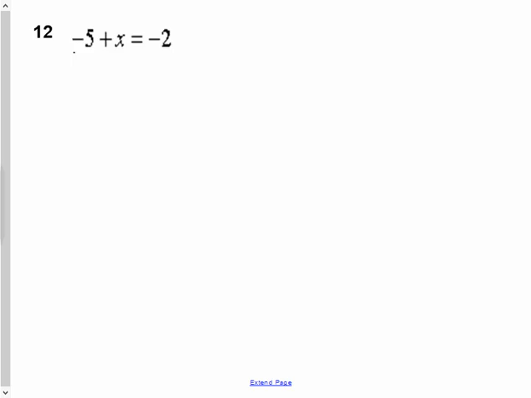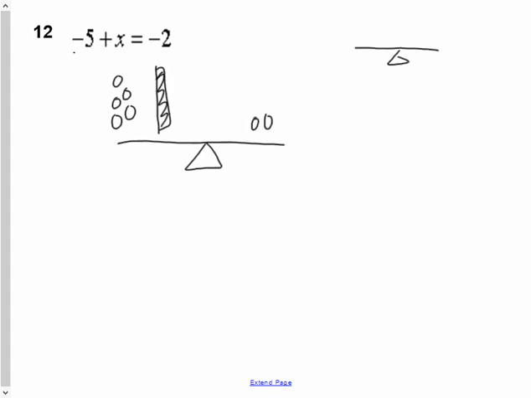Question 12, negative 5 plus x equals negative 2. So on your scale, put your constant first. It's okay to have a negative 5 there, and then a positive x equals negative 2. Now some people might have drawn this. If you did, it's not wrong in terms of the value, but it's wrong in terms of what it says. So make sure you interpret it properly.